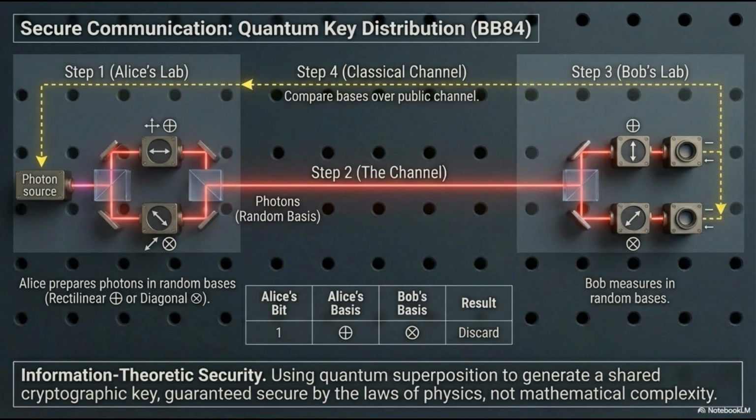The security of BB84 derives directly from the Heisenberg uncertainty principle. Any eavesdropper who intercepts a photon must perform a measurement in some basis, which inevitably disturbs the quantum state and introduces detectable statistical errors into the key. This gives BB84 information theoretic security. Its protection is guaranteed by the laws of physics, not by the assumed mathematical difficulty of a computational problem. BB84 is therefore immune to attacks by future quantum computers, unlike classical public key cryptographic systems such as RSA.